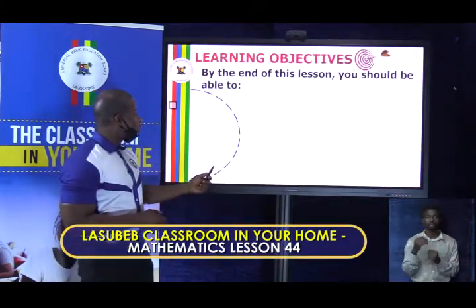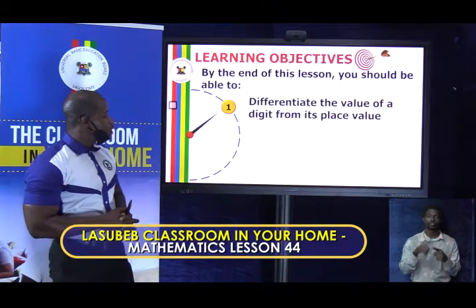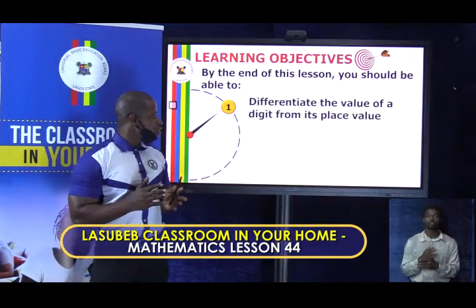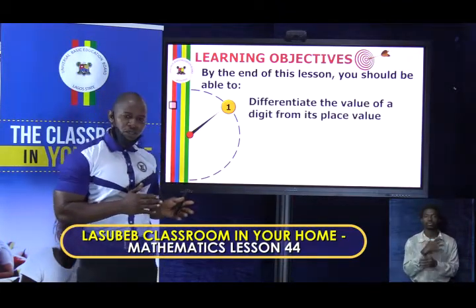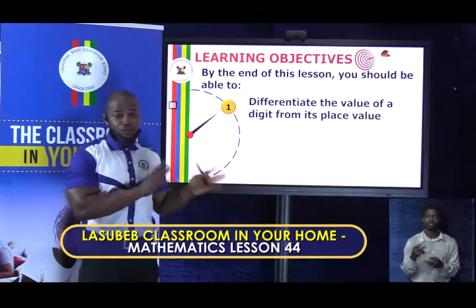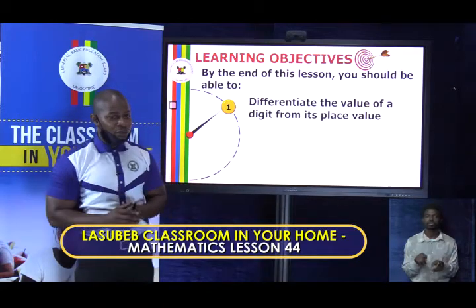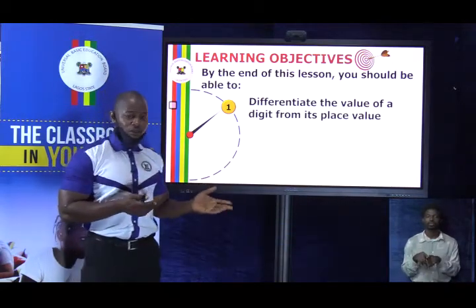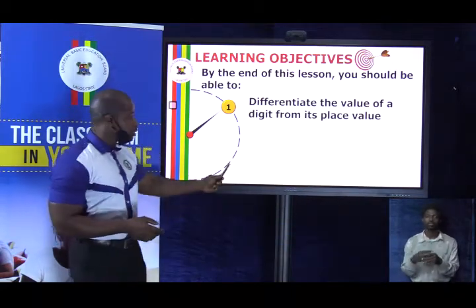By the end of this lesson, you should be able to differentiate between the value of a digit and the place value. Yeah, they are two different things. Value is not the same as the place value. So we've talked about value, but what is the place value? You'll learn that today.